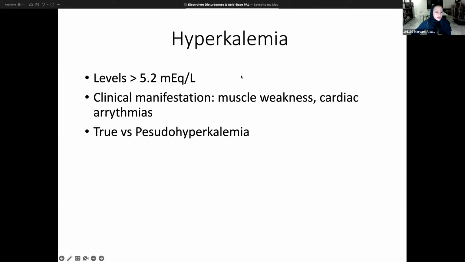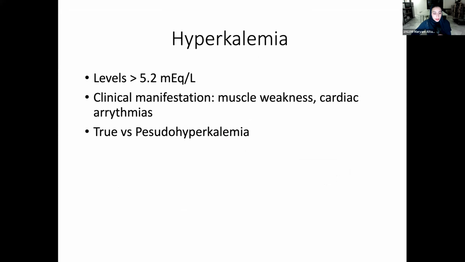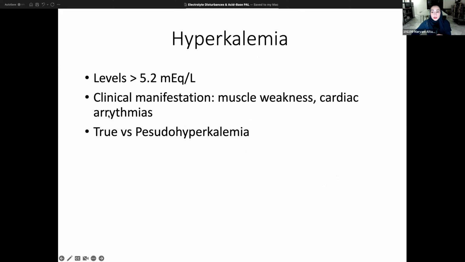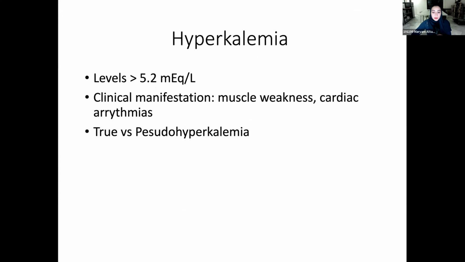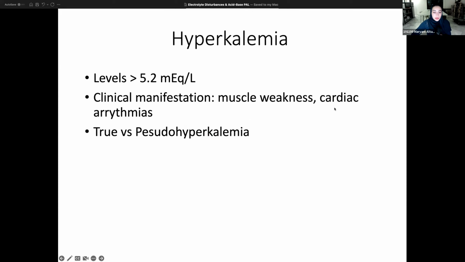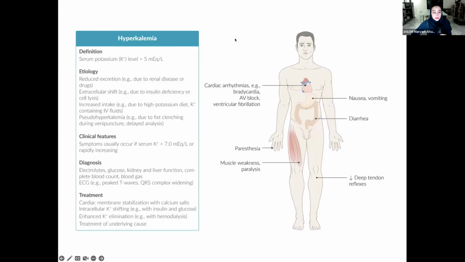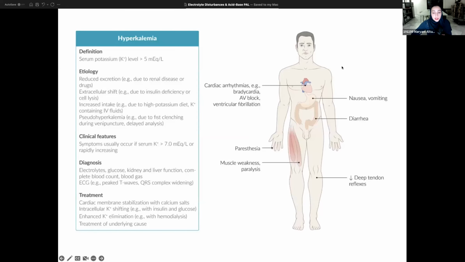And the main clinical manifestations are going to be muscle weakness and cardiac arrhythmias. Cardiac arrhythmias are very important because we need to fix this immediately, right? Because if the heart is compromised, then you can go into cardiac arrest, and the patient may die. So this is what happens in hyperkalemia.